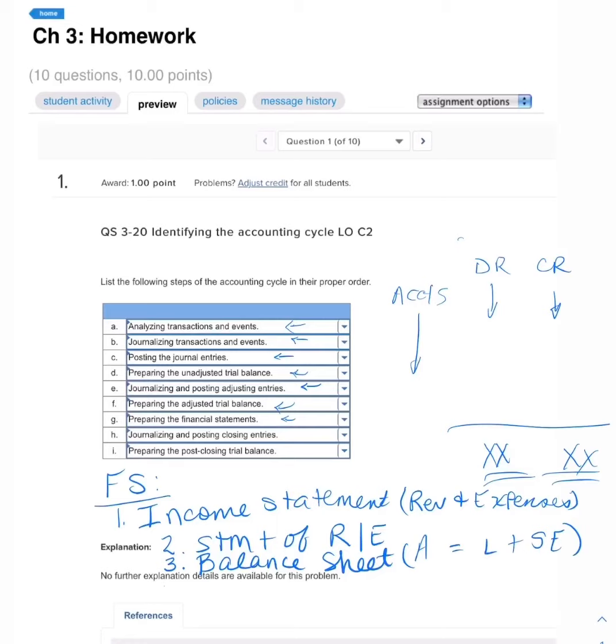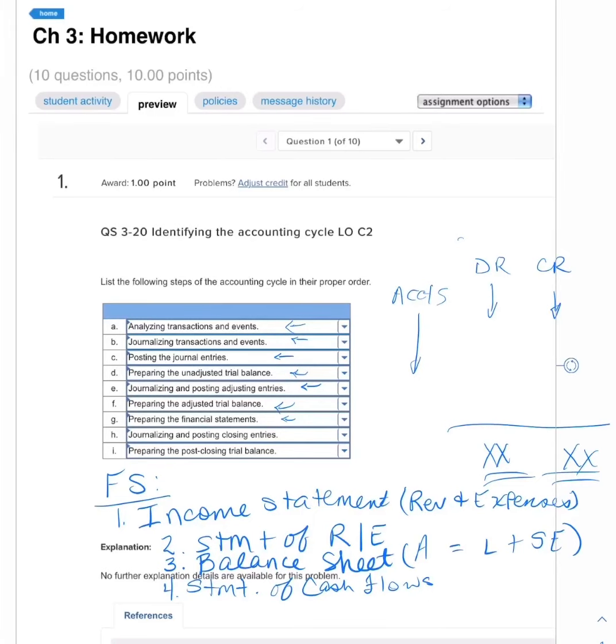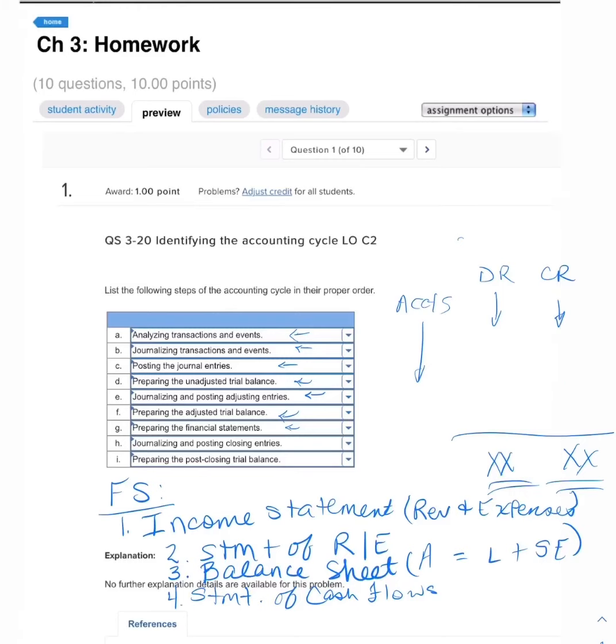The very last financial statement that we prepare is called the statement of cash flows. We will cover the statement of cash flows in extreme detail, probably more detail than you ever wanted, in chapter 12. So for now, we aren't going to really talk about it. I just need you to know it is there, it exists, we do prepare it, but you do not need to know how to prepare the statement of cash flows at this point in the semester.